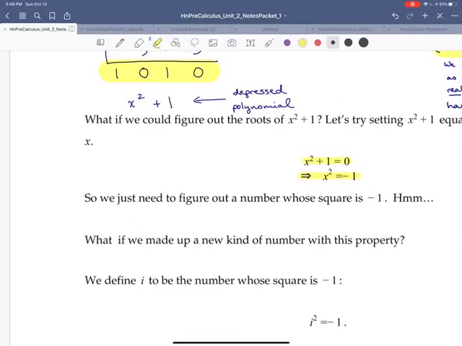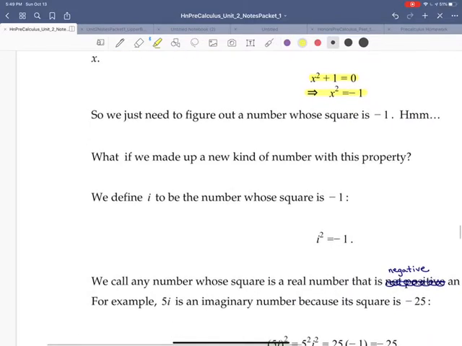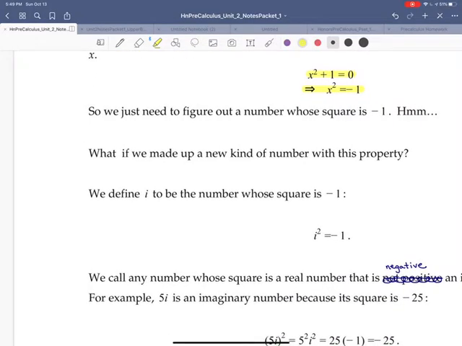But what if we made up a new kind of number with this property? Let's define i to be the number whose square is negative 1. So we write i squared equals negative 1, and we call i the imaginary unit.